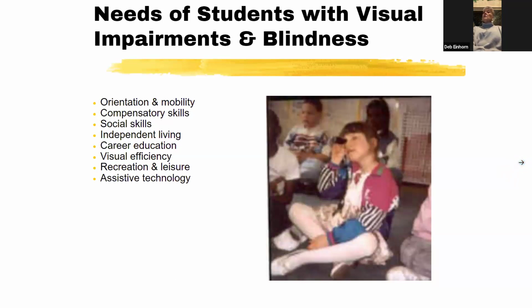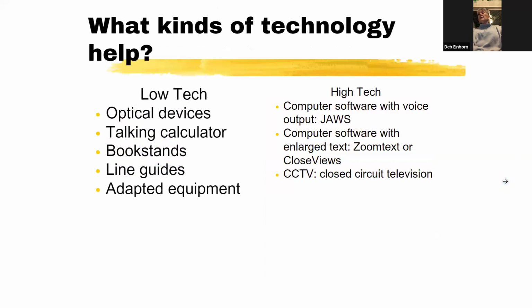Compensatory skills, so learning other ways to get information besides through the visual sense. Social skills: they are often going to need help developing social skills because they're missing one of their sensory modalities for doing that. Independent living, they'll need help with that. Career education, visual efficiency, recreation and leisure, and assistive technology. All of those things would be considered in IEPs for students with visual impairments. And then, of course, assistive technology should be considered.